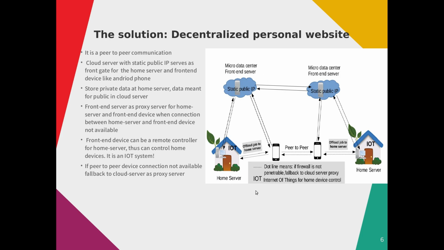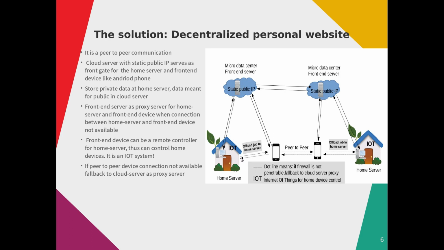For instance, this left one is one person's social networking website. He has a cloud server, a home server, and also front-end devices like a laptop or Android phone or other phones. The macro data center, which is the cloud server, can provide a static public IP. That's the very important purpose of having a cloud server, because most home servers or end devices don't have a static IP.